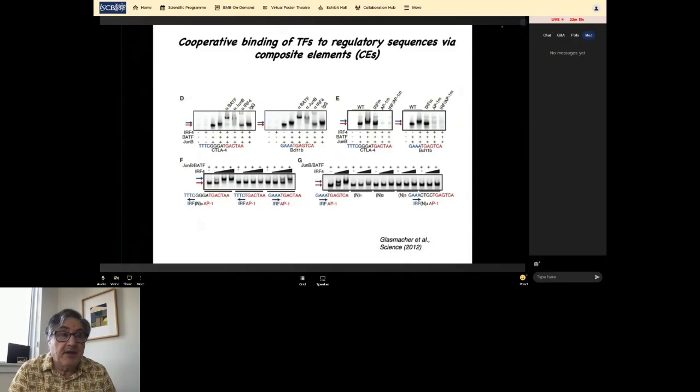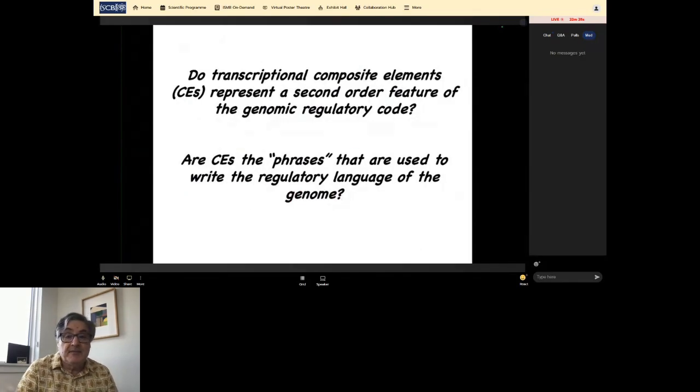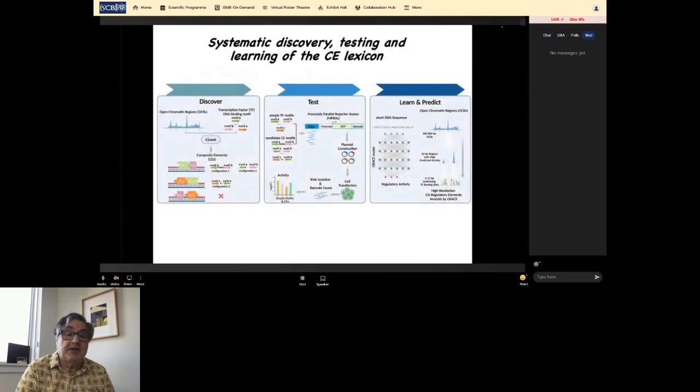And the reason we have not come to appreciate that is simply because we've not elaborated systematic approaches for analysis of such elements. And I'm going to argue the latter, that in fact composite elements are a dominant second order feature of the regulatory code. They're equivalent to the phrases. And in the next 15 minutes or so, I'm going to elaborate a framework that we've used for systematic discovery, testing, and learning of this lexicon.